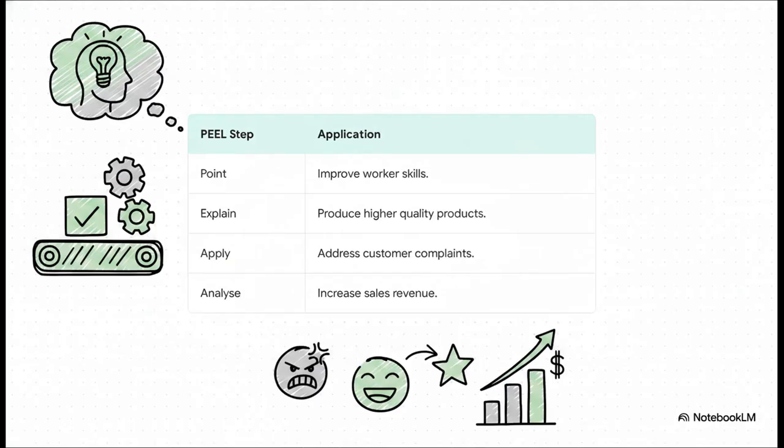I want to show you exactly how this looks in the wild. Let's map the PEEL acronym directly onto a sample paragraph about employee training. For the point, employee training can improve workers' skills. Boom, clear and concise. For explain, better trained employees may produce higher quality products. See? We elaborated. Now apply, since the business currently receives customer complaints, improved quality may increase satisfaction. Notice how we grabbed a specific detail from the hypothetical case study there? Finally, analyze, this could increase sales revenue and help the business perform effectively. This seamlessly ties it all back to the ultimate business impact. If you can stack 2 paragraphs like this together, you've just built an incredibly strong, high-scoring 8-mark answer.